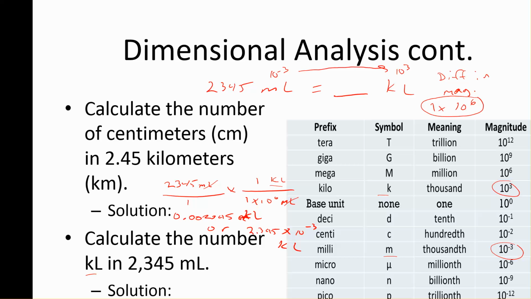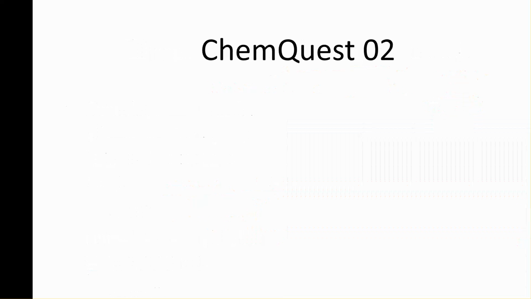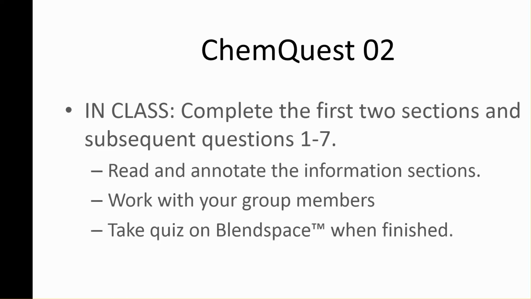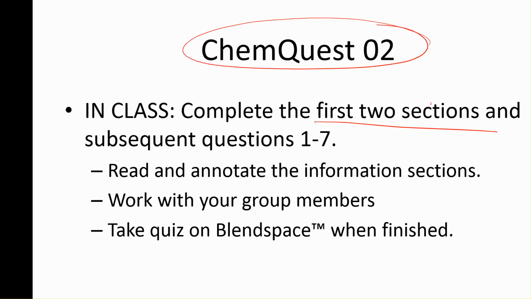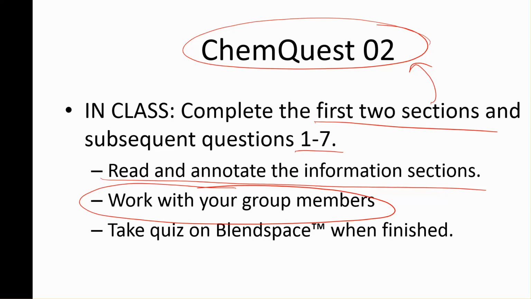All right. Now, for now, this is going to be the end of it. So what I'd like you guys to do in class tomorrow, right, is we're going to do the first 2 sections of ChemQuest 2, right? The subsequent questions to go along with that are 1 through 7. We will read and annotate the information sections. We'll do that together tomorrow, right? We're going to work with our group members to work our way through those problems.